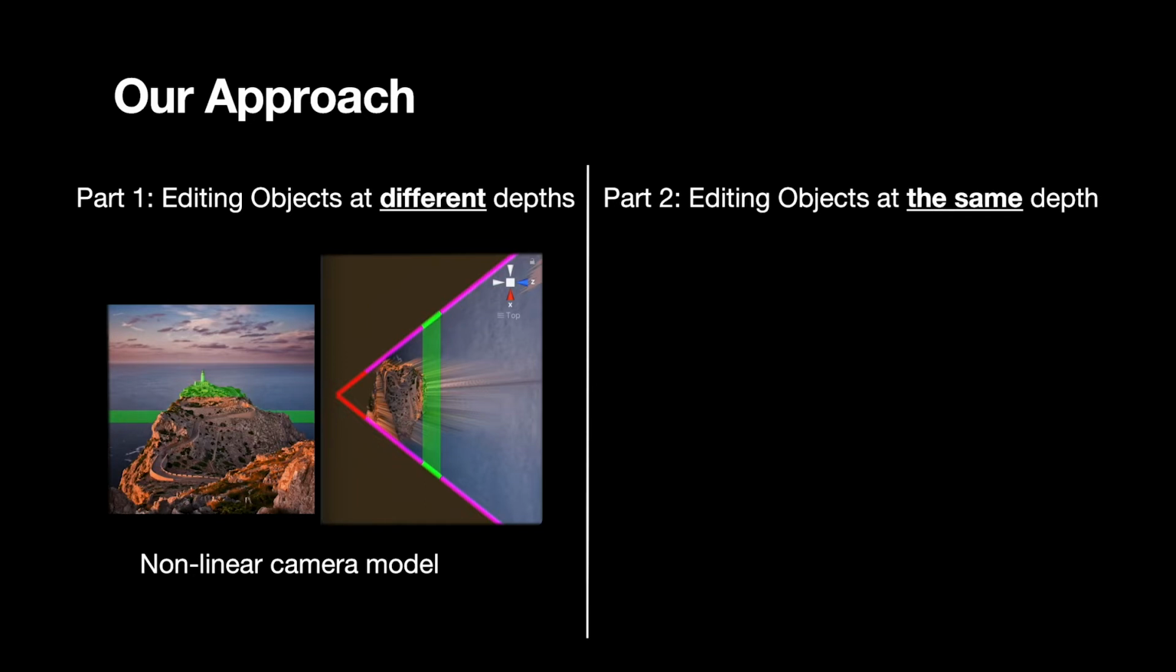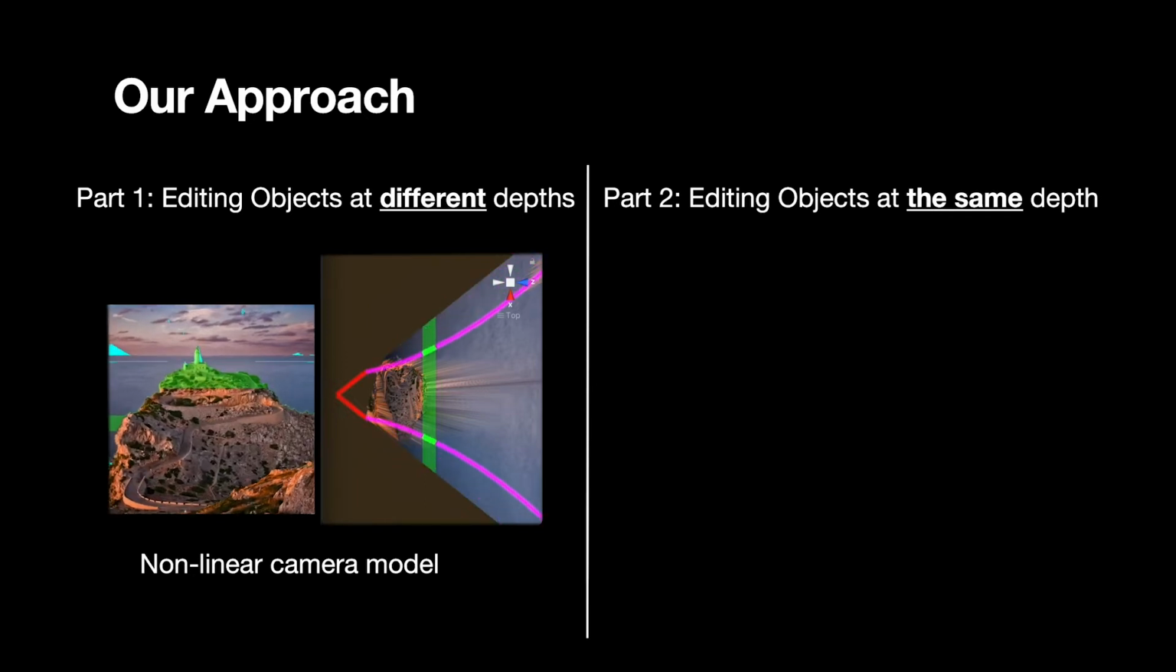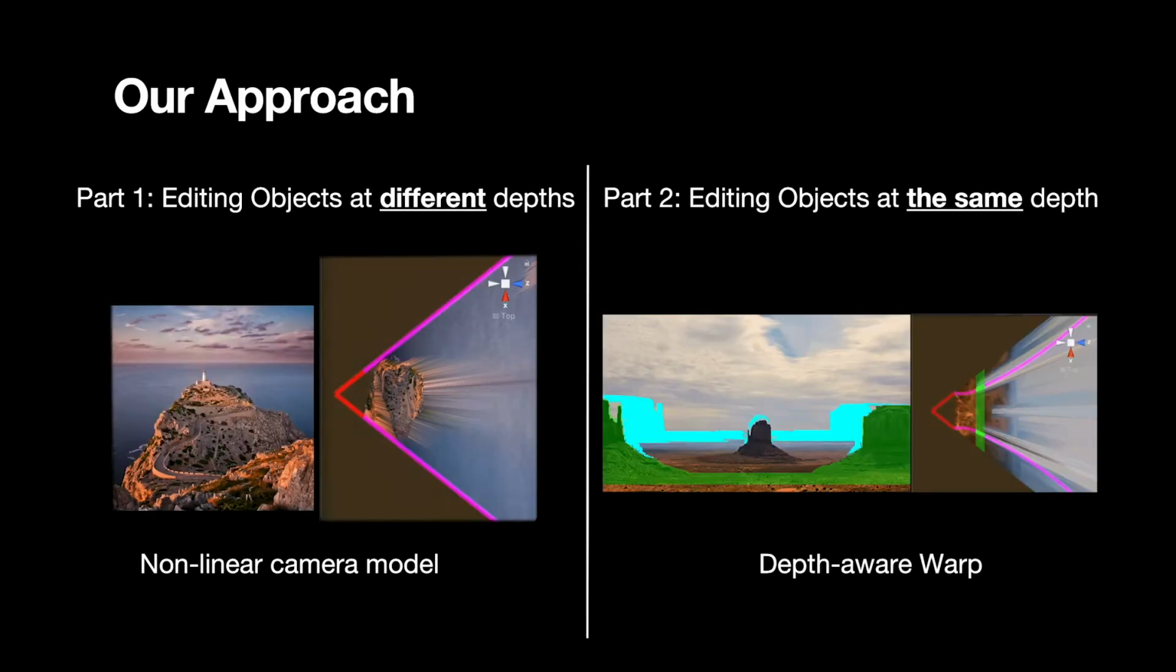In part 1, we allow users to adjust the scale of objects at different depths by defining a new nonlinear camera model. This camera model helps preserve depth structures during edits, and I will go into more details of this shortly.